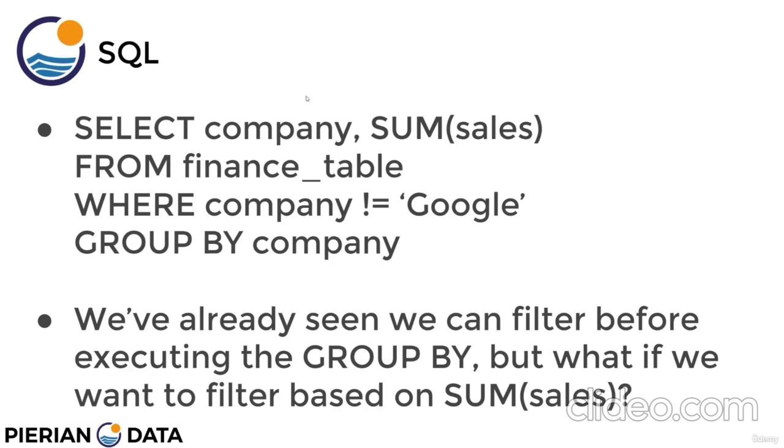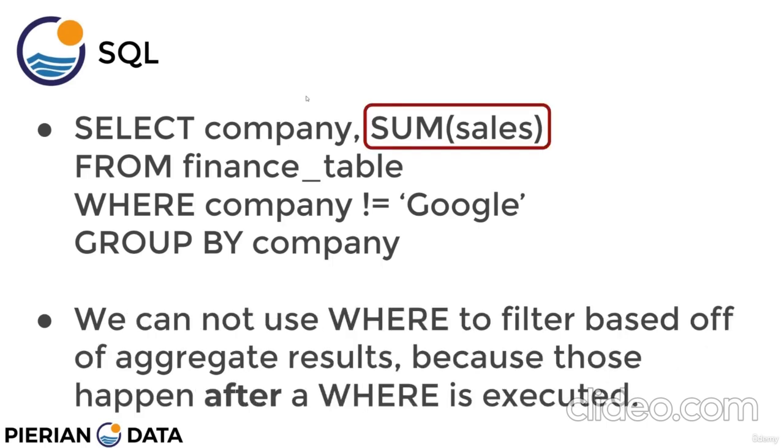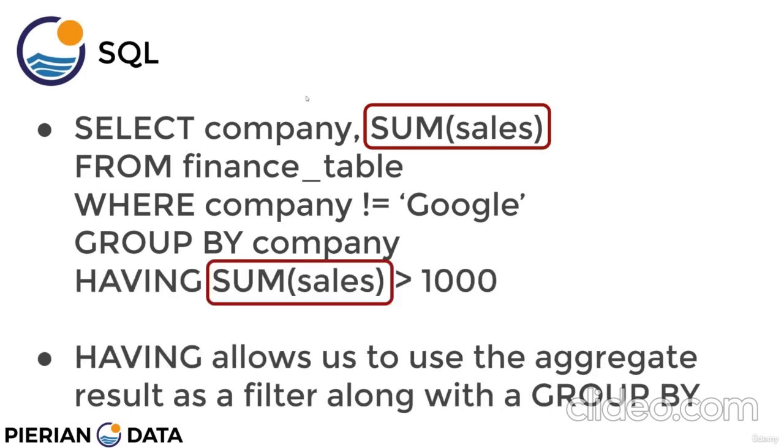But what if we actually wanted to filter based off the sum of sales? Keep in mind that since we're calling sum on sales, that's not going to happen until after that group by statement is executed all the way at the bottom, which means we cannot use where to filter based off aggregate results because those happen after the actual where statement is executed. So if after performing the group by and calculating the sum of sales per company, I wanted to then perform an additional filter on that result based off the sum of sales, I could add the having clause. So having allows us to use the aggregate result as a filter along with a group by.